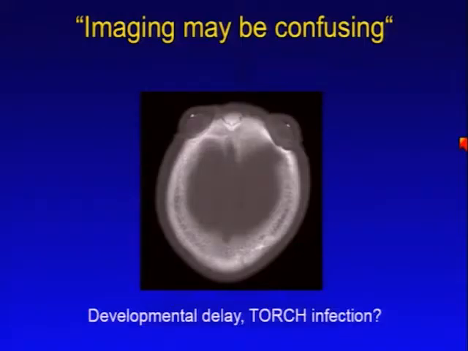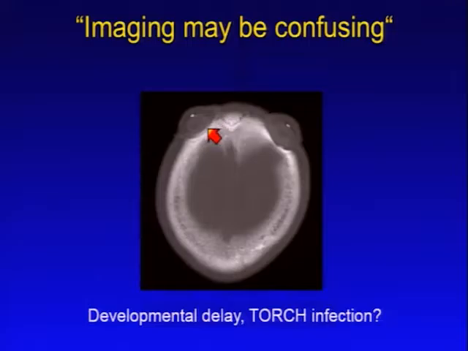Now, imaging may be confusing. This is not a tumor, and some of you have seen the next 2 cases, which I'm going to show you because I love both cases very much and I think they're didactic. So this is a head CT. And we did this head CT because of developmental delay, and there was some questionable story about a TORCH infection.